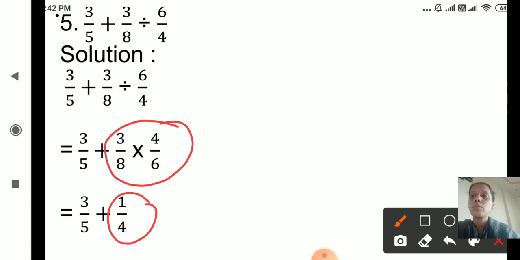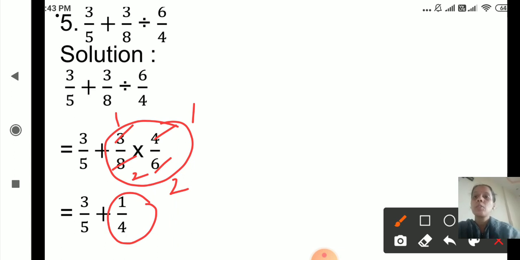Just now I have shown it here. 3 ones are 3, 3 twos are 6, 4 ones are 4, 4 twos are 8. Now 1 multiplied by 1 in the numerator is 1, and 2 multiplied by 2 is 4. So 2 twos are 4. So what is the answer here? 1 upon 4. And 3 upon 5 we have written as it is, that is 3 upon 5, in between the plus sign, and 1 upon 4.